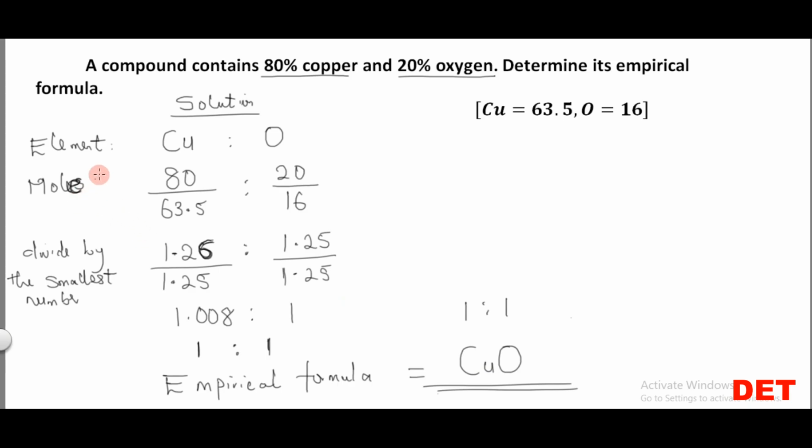So the two main things that you should take note of in looking for the empirical formula of a compound: first of all, you look for the mole, and then you divide by the smallest number that you get. It's a very simple and straightforward question.